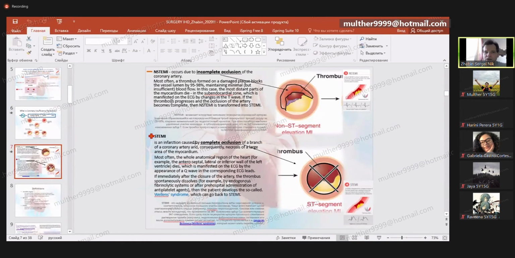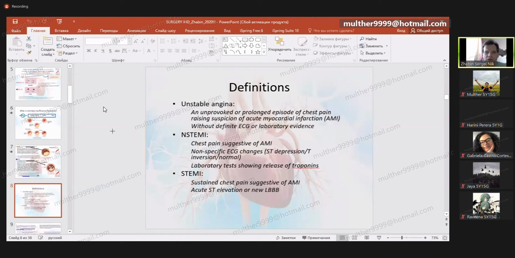NSTEMI occurs due to incomplete occlusion of the vessel, and STEMI is a myocardial infarction caused by complete occlusion. It's the definition of unstable angina and NSTEMI and STEMI myocardial infarction.